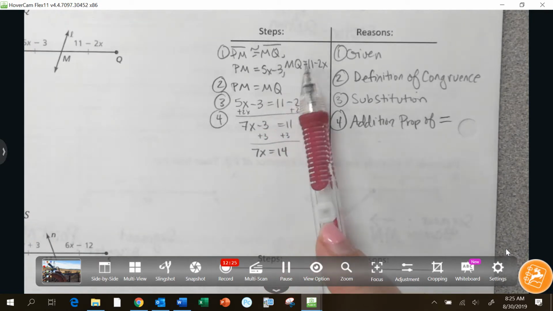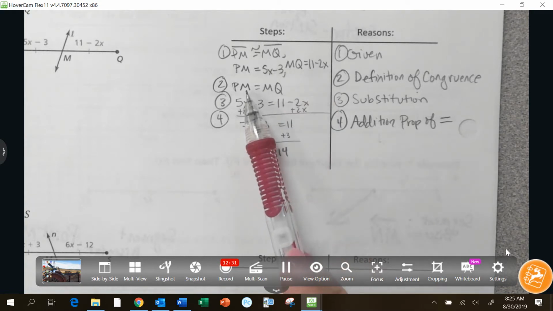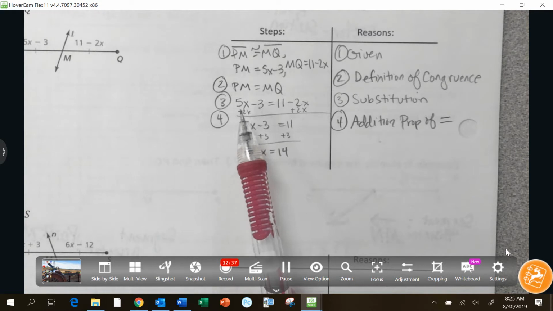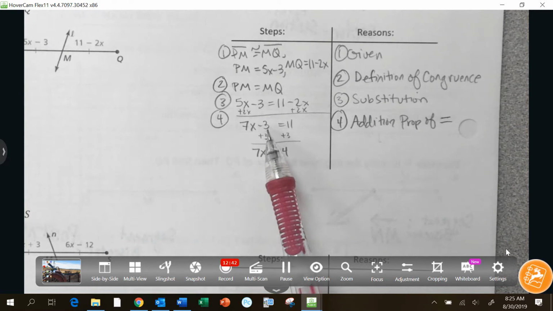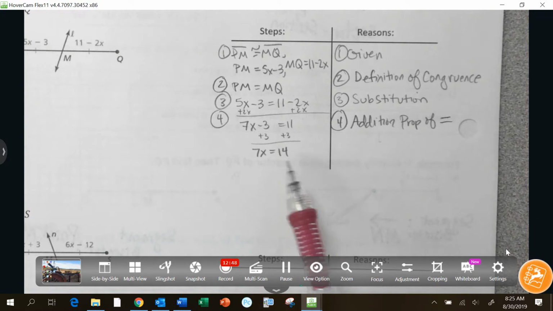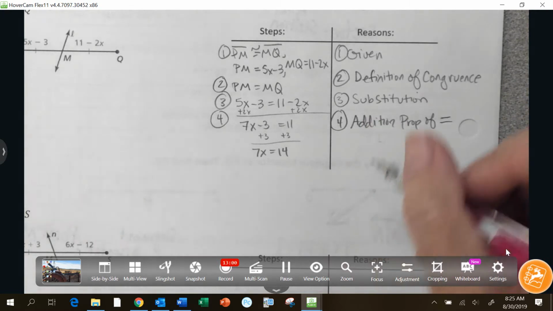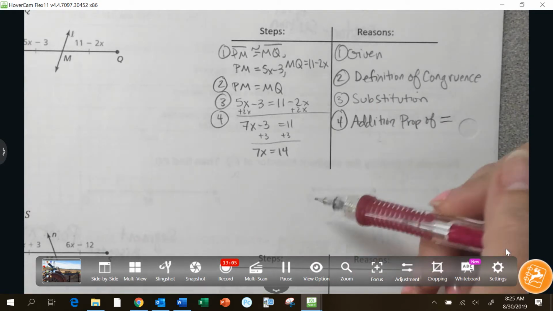We say our givens, which is the congruence and what each segment was given. Then the next thing you do is say that PM equals MQ, definition of congruence. From here, we're going to set up the equation with substitution, and then I start solving it. So here's where our steps might differ a teeny bit. I added 2x to both sides, then I added 3, and I got 7x equals 14. I just called all of that the addition property of equality because I did addition twice. You can write it as 2 separate steps. That's fine. I called it the same step because I was doing the same thing.